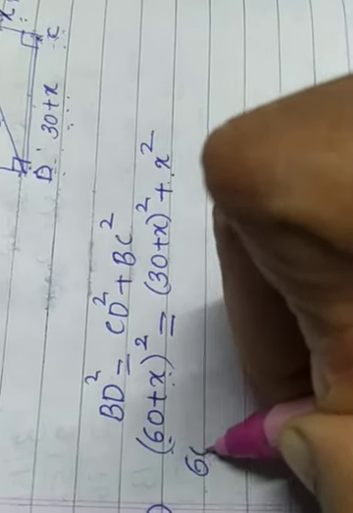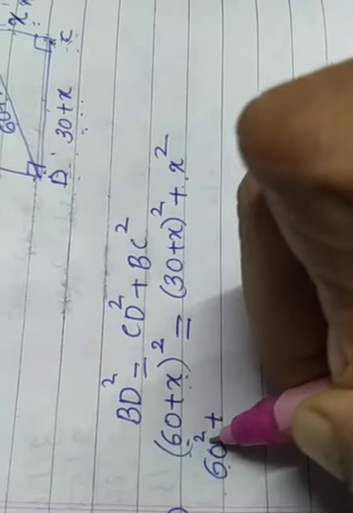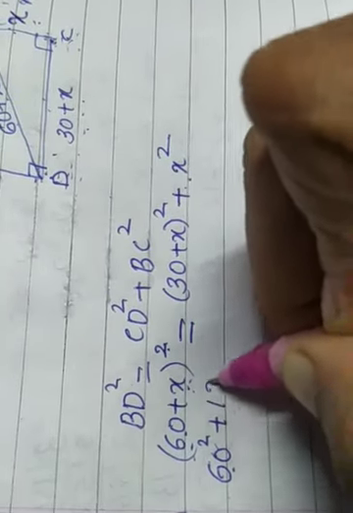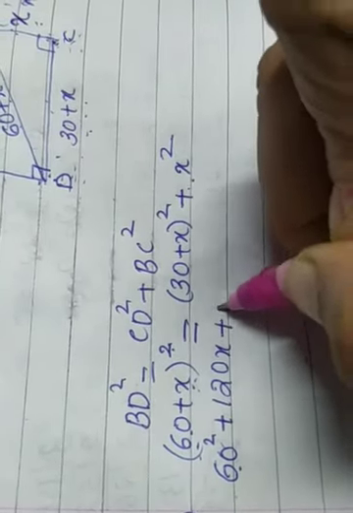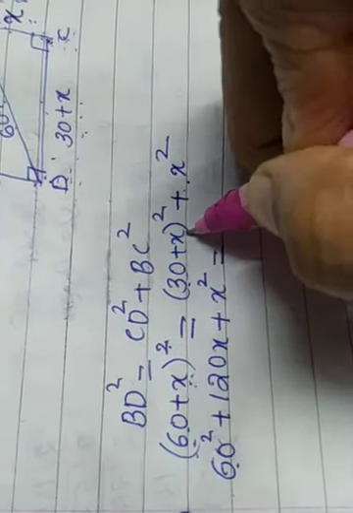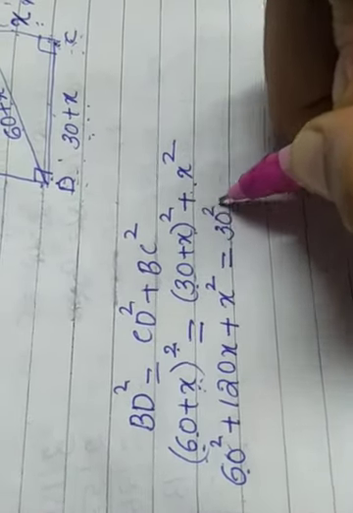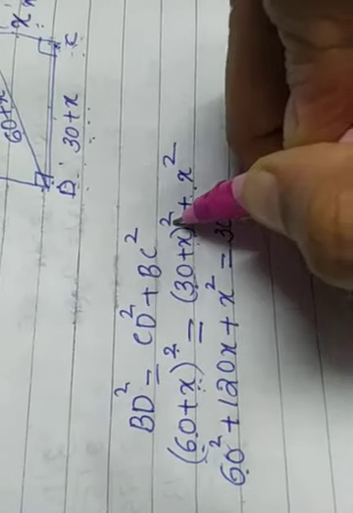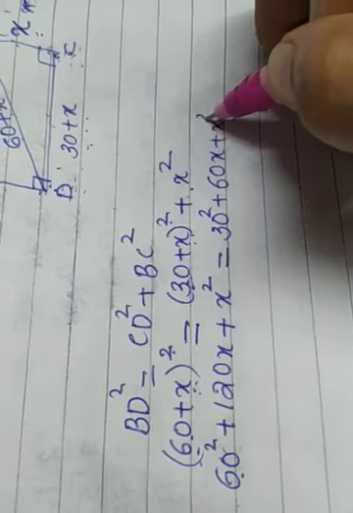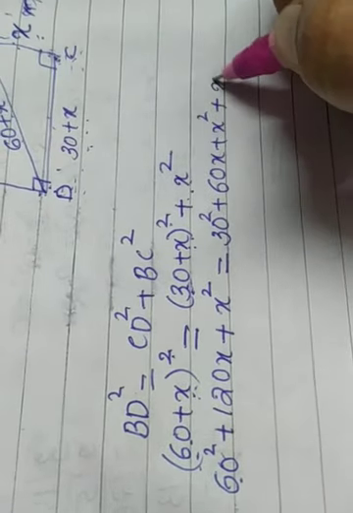So expand: a square plus 2ab. 2ab means 60 into x into 2, which gives you 120x, plus b square, that is x square. Here this term is also of the form (a plus b) the whole square. So 30 square plus 30 into x into 2, which gives you 60x, plus x square, plus again this x square is there.